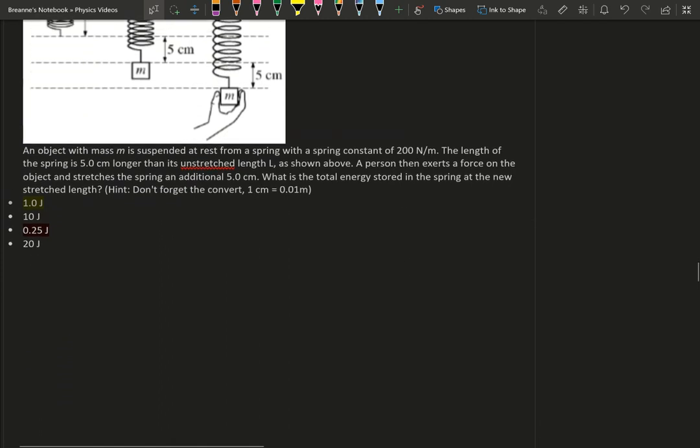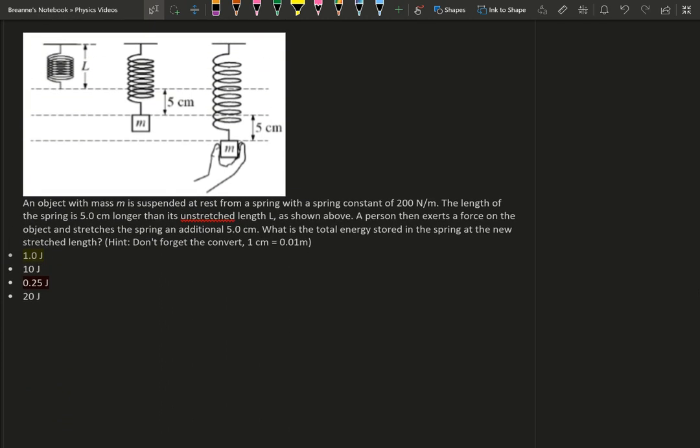Let's go to the next question. An object with mass m is suspended at rest from a spring with a spring constant of 200 Newtons per meter. The length of the spring is 5.0 centimeters longer than its unstretched length L, as shown above. A person then exerts a force on the object and stretches the spring an additional 5 centimeters. What is the total energy stored in the spring at the new stretch length? Don't forget to convert.